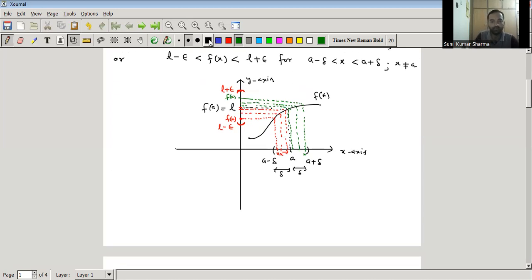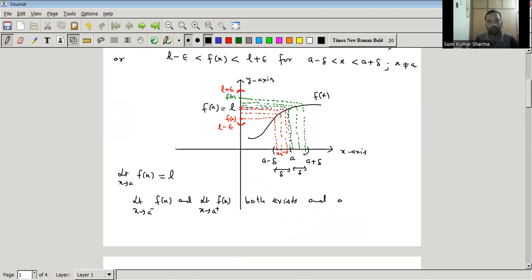So we can write limit x goes to a of f(x) equals L. What is the meaning of this? That the left hand limit and right hand limit of this function at point a exist and both are equal. Or we can say limit x goes to a negative of f(x) and limit x goes to a positive of f(x) both exist and are equal.